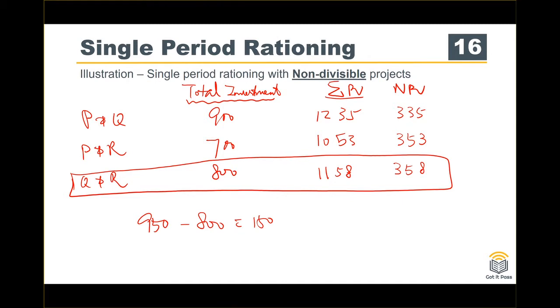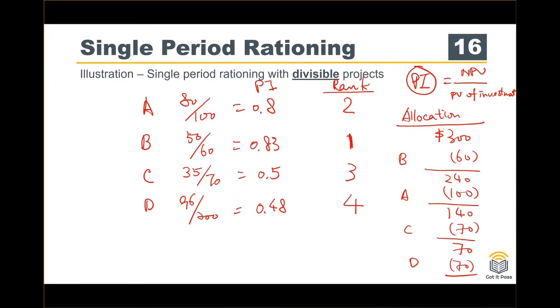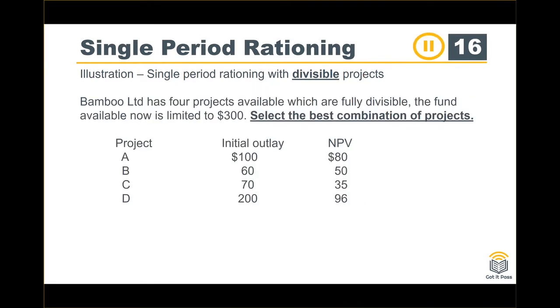One is divisible projects for single period rationing. The other is non-divisible projects. And I would like to go back. I think you remember this single period rationing with divisible projects. If I change the words to non-divisible, then PI cannot be used. Okay, if you still use the PI, then it will not be the best or the highest NPV that you can achieve based on the funds available for you to invest.